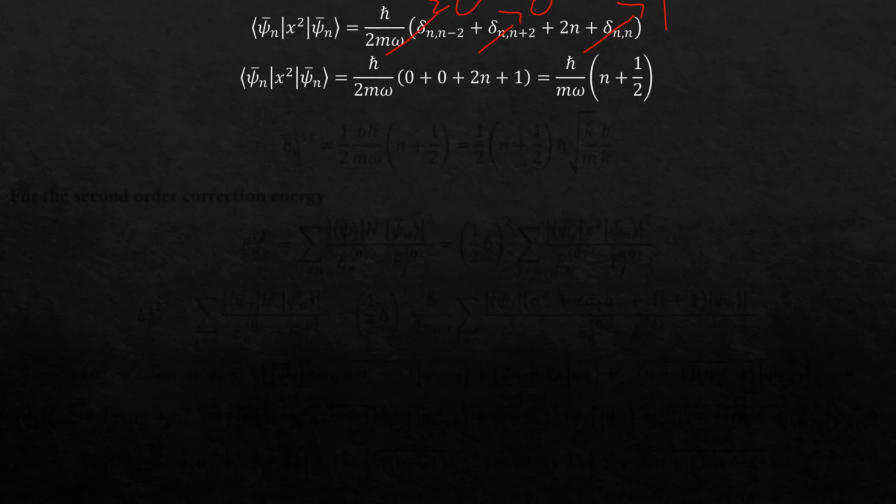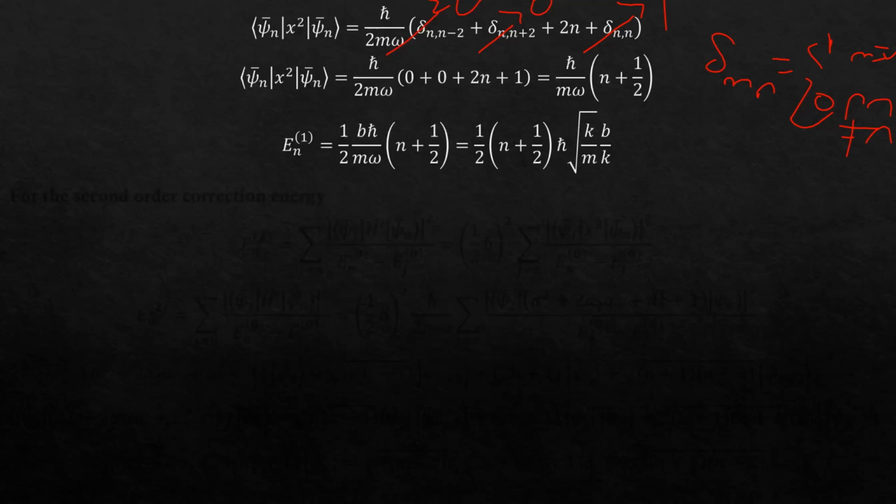Don't forget, we have our Kronecker delta formula giving us delta of m and n equal to 1 when m is equal to n, and 0 when m is not equal to n. So if we move on, we are going to finally have our first order correction energy given as this. So this is our first order correction energy.